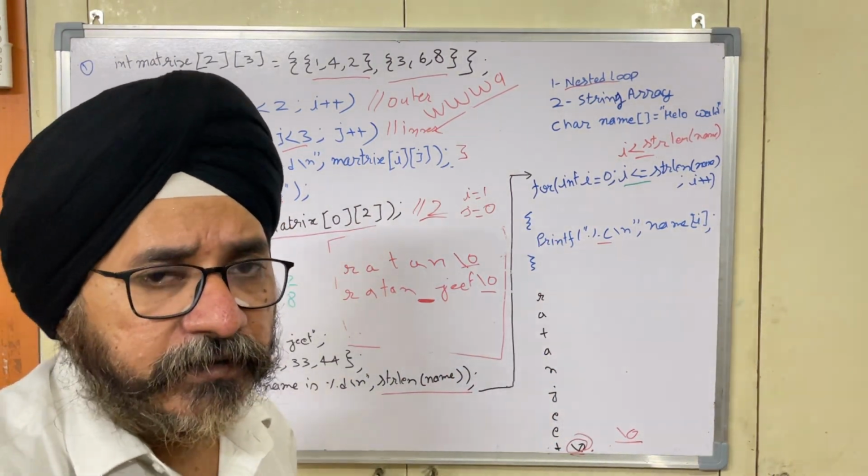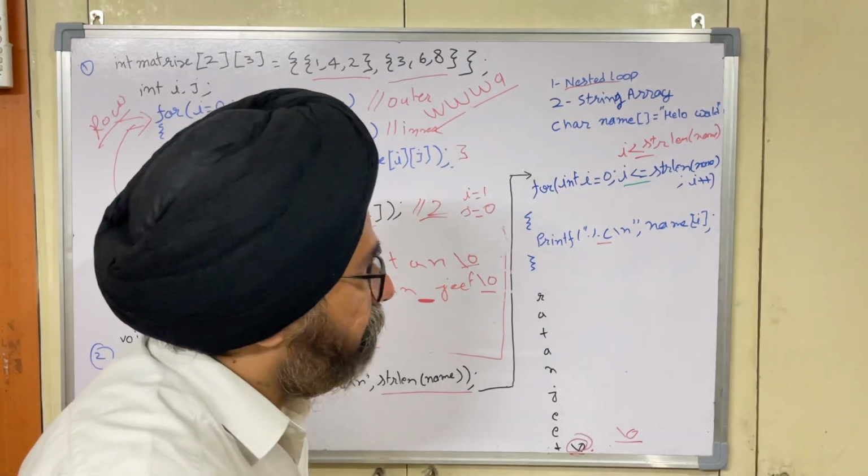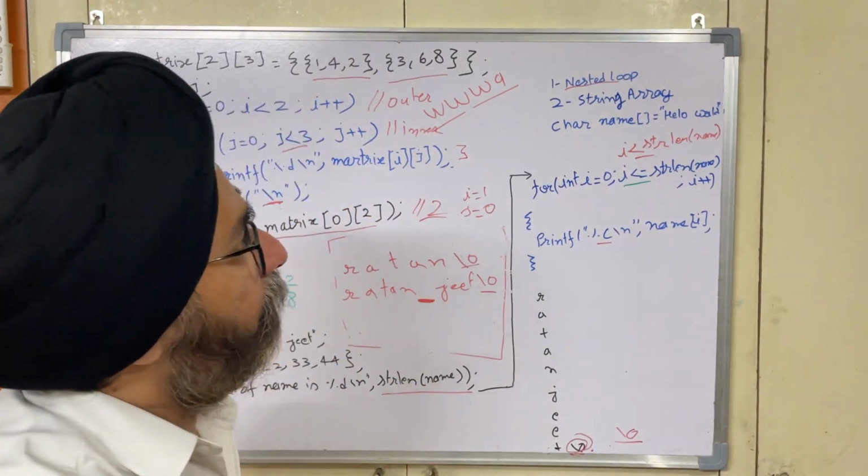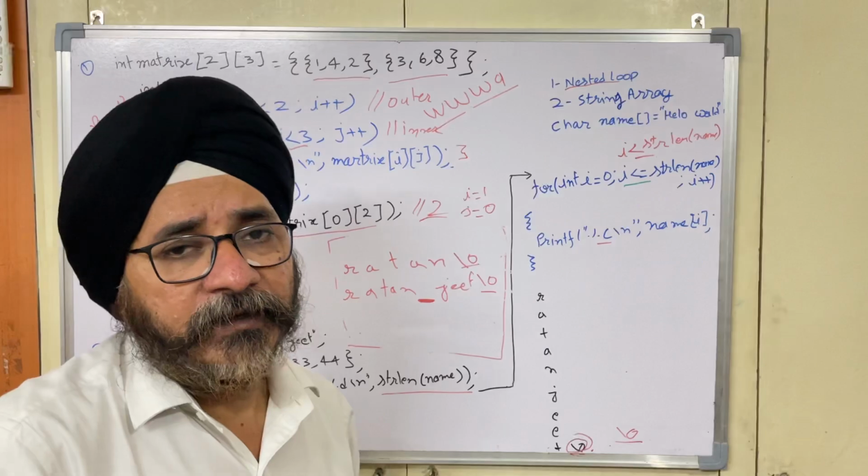So friends, these are the examples. This is the chapter on nested loops with the help of arrays.